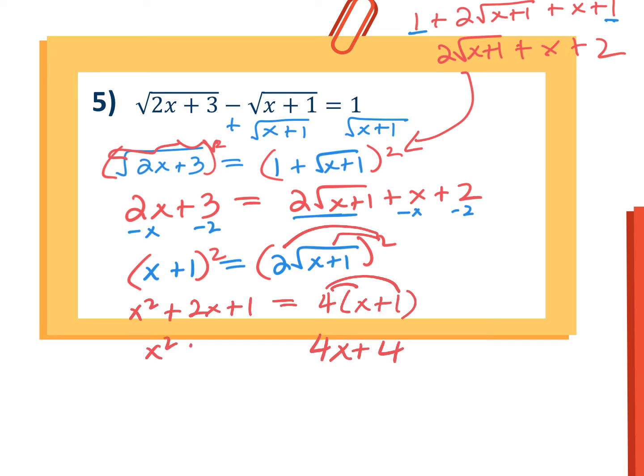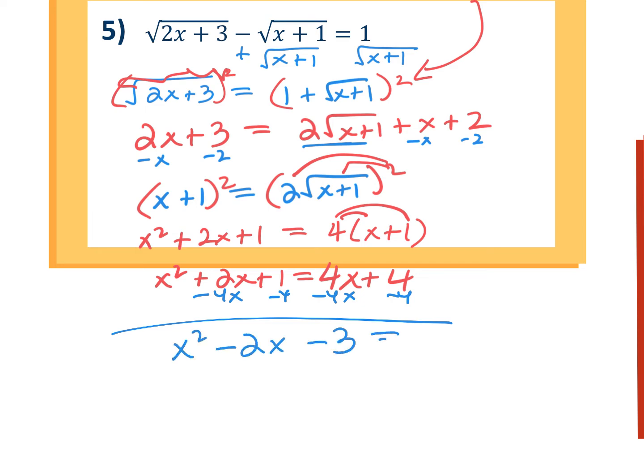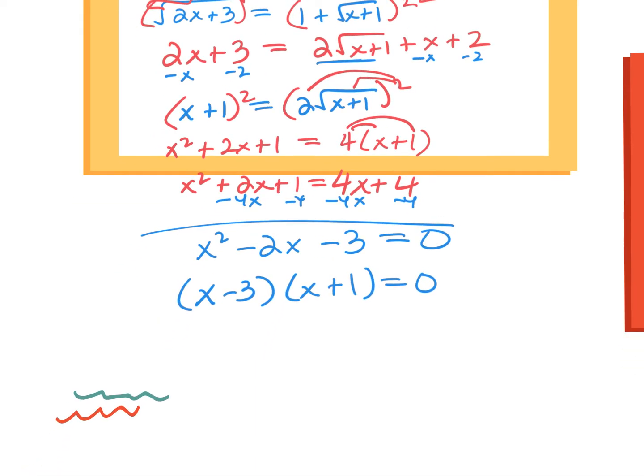I'm going to rewrite the left side. And now I need to get my like terms together so I can get this trinomial where it's factorable. So what I'm going to be doing here is moving the 4x over as well as the 4. So I'm left with x squared minus 2x minus 3 equals 0. I now can factor it. X minus 3, x plus 1. Set each of my factors equal to 0.